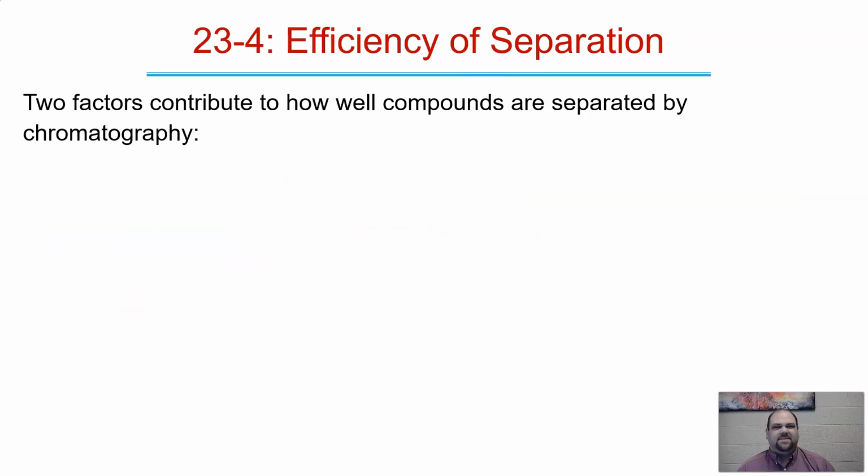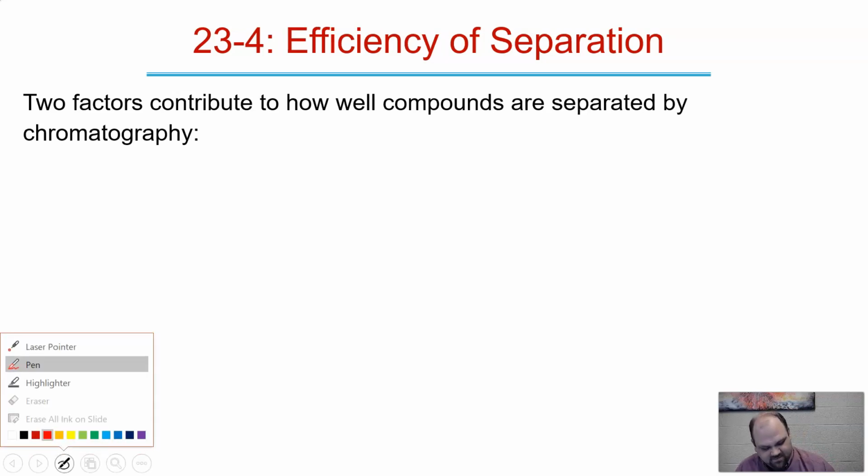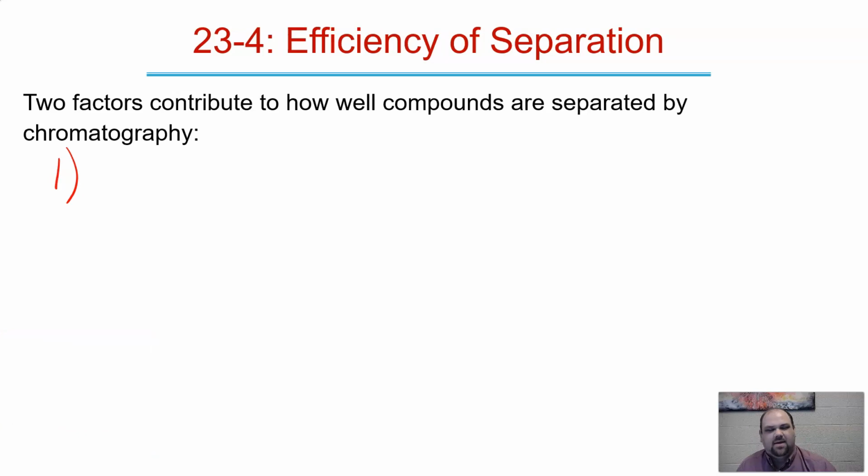The last part of Chapter 23 that we'll take a look at deals with the efficiency of separation and how well separated two peaks are in our chromatogram. There are two factors that contribute to this separation. The first being the elution time between peaks.